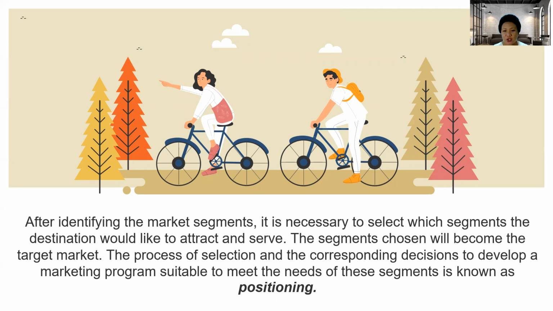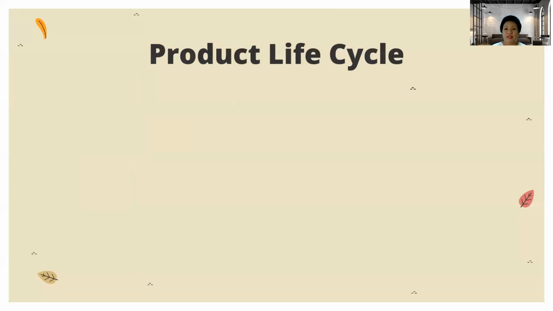The process of selection and the corresponding decisions to develop a marketing program suitable to meet the needs of these segments is known as positioning. So positioning is the process of identifying what type of market you're going to target and what will be your actions for you to meet the demands of your market. So now let us discuss the product life cycle.